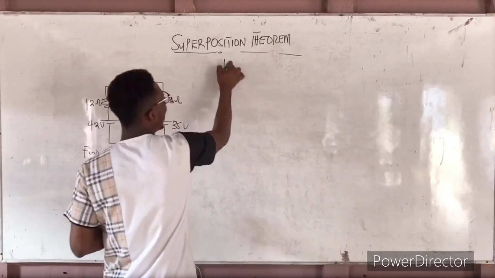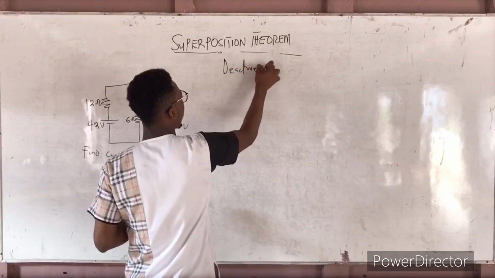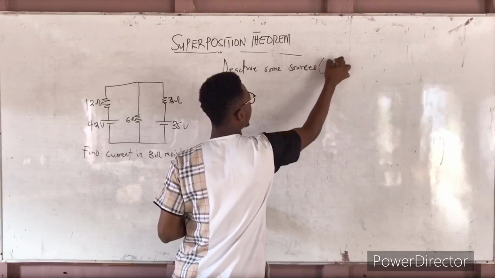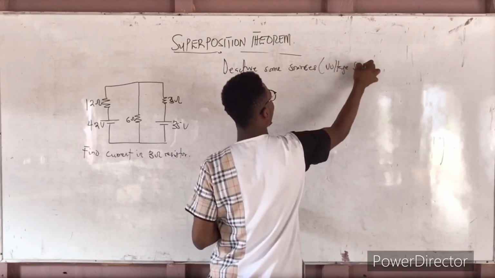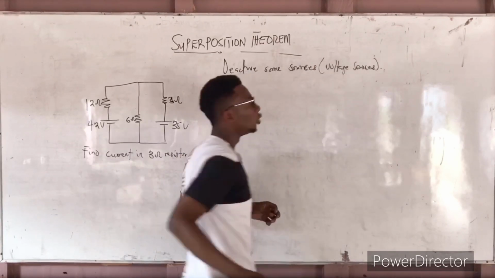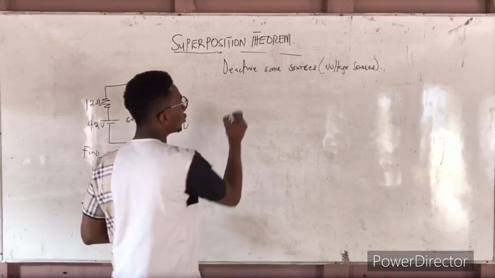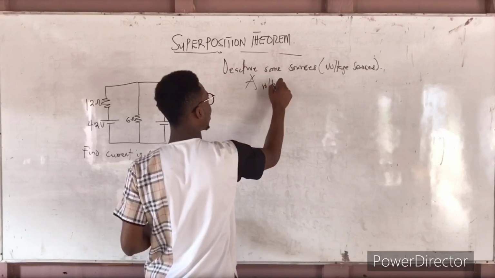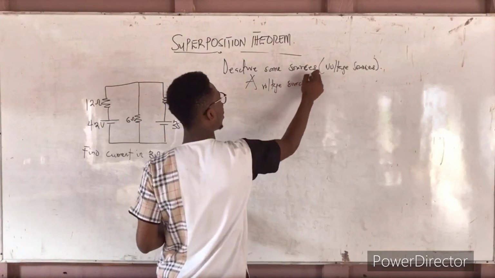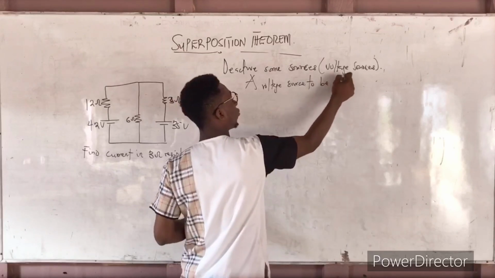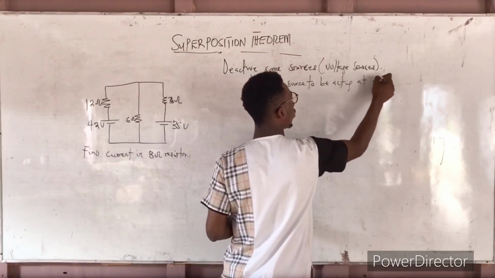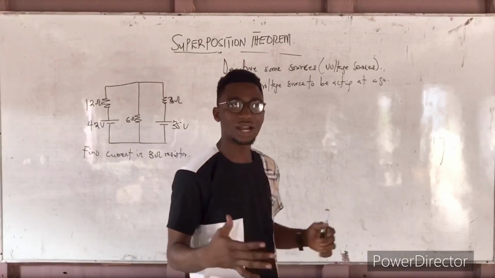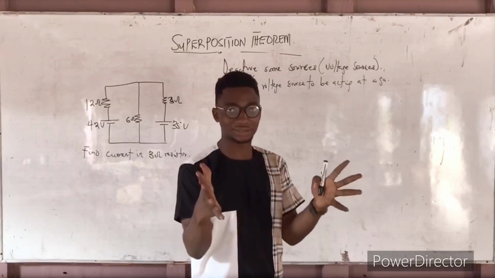So the whole idea about superposition is that we want to deactivate some sources, take for example the voltage sources. In superposition theorem, we only want one source, or a voltage source, to be acting at a go. At a go, we want to find the amount of current a particular voltage source will give out.